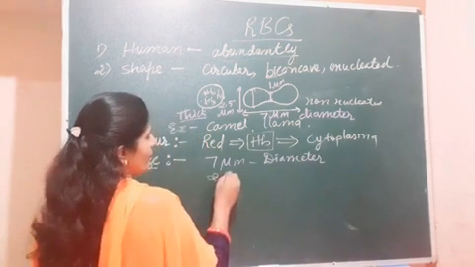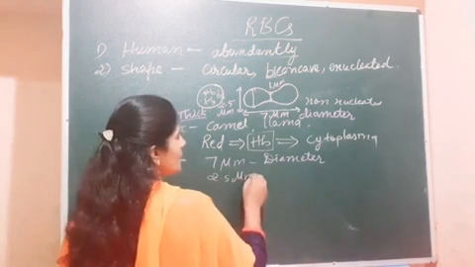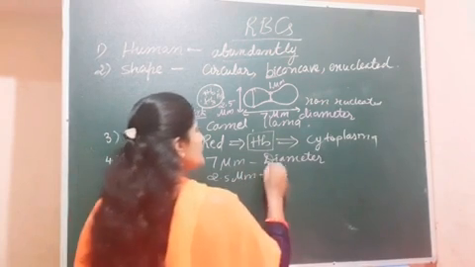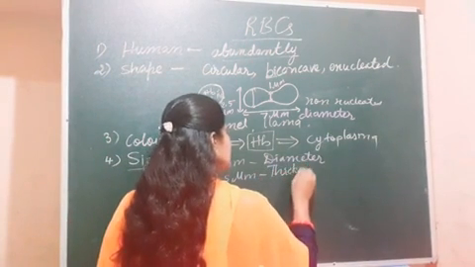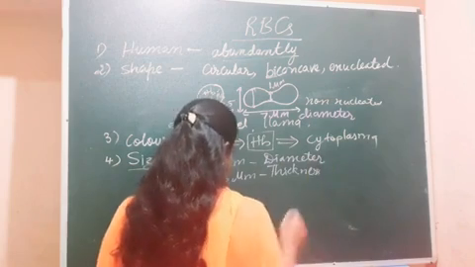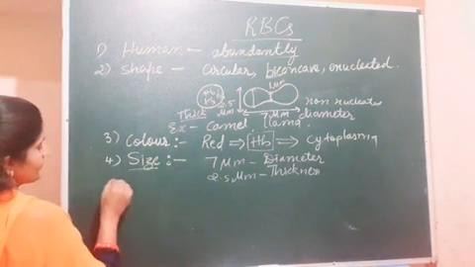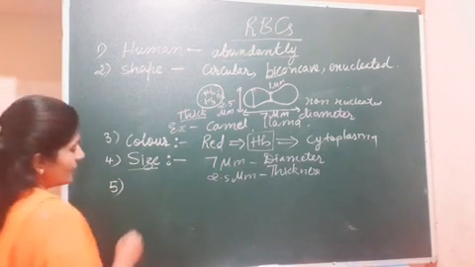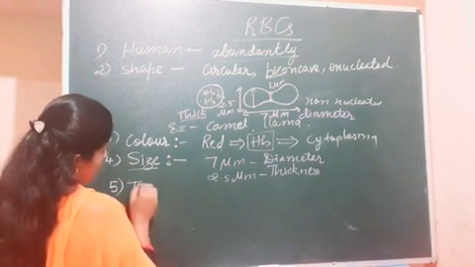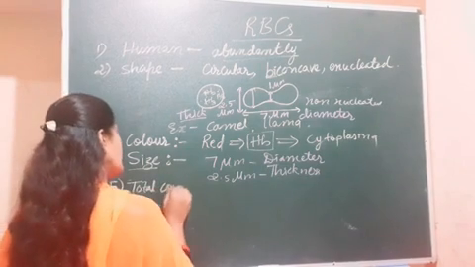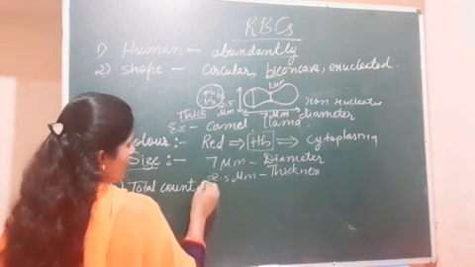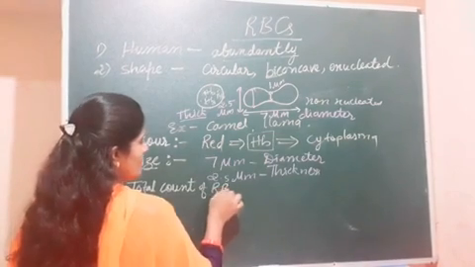Meter, and 2.5 micrometer is the thickness of RBCs. Next, we find the total count of RBCs.